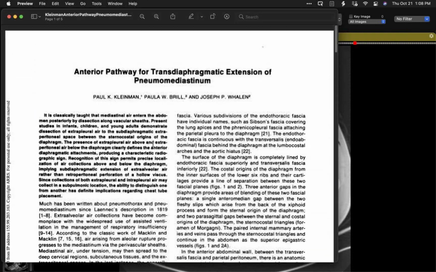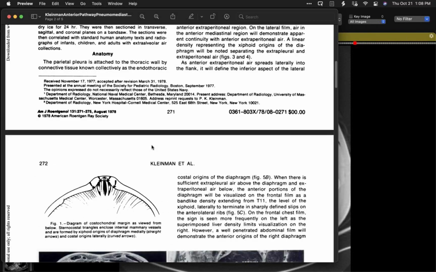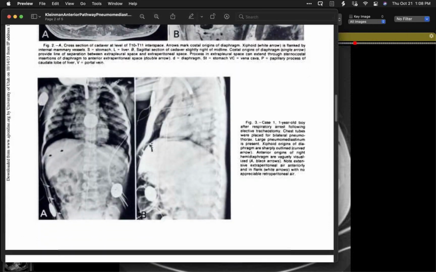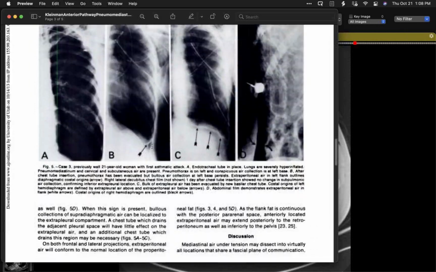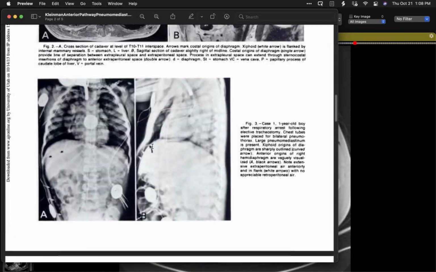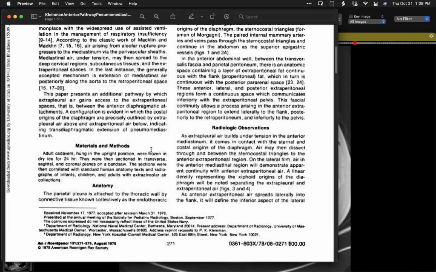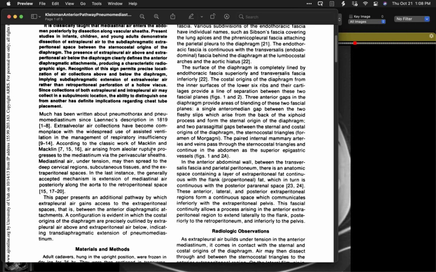Interesting that these guys here described this really nicely on radiography in 1978, and you can see they've got some cadaver specimens for the anatomy and described it particularly in the pediatric age group, as you can see there. So even in the pre-CT era, they nicely worked out the connection between pneumomediastinum and extraperitoneal air in the abdomen.